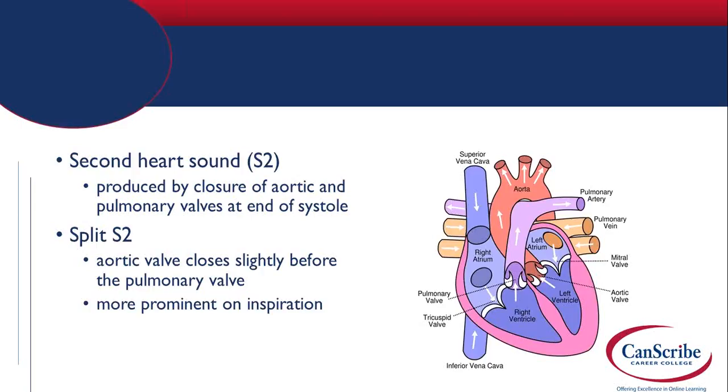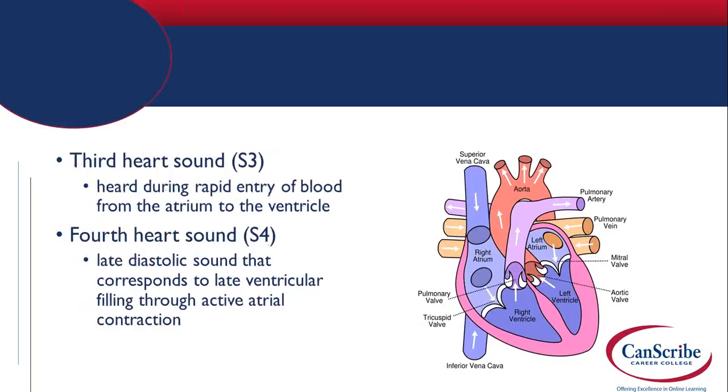So S1 and S2 are probably the two you're going to hear the most in medical reports. Occasionally you'll hear the S3 and S4. S3 is your third heart sound, and it's heard during the rapid entry of blood from the atrium to the ventricle. So the blood goes from the upper chambers to the lower chambers. And then the fourth heart sound is S4, and this is a late diastolic sound that corresponds to late ventricular filling through the active atrial contraction. So when the atria contracts, that's usually when you hear this sound.